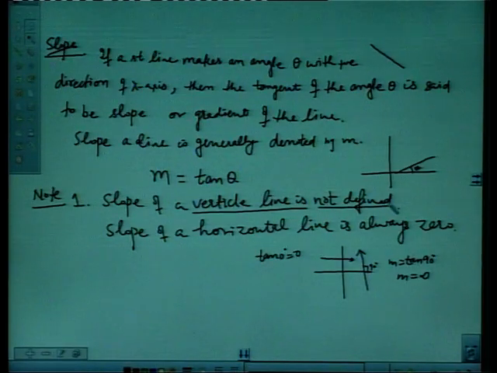Next, now properties of the slope of a line.